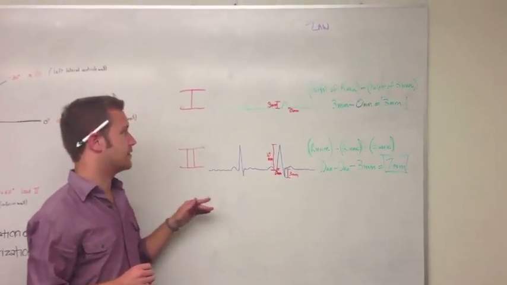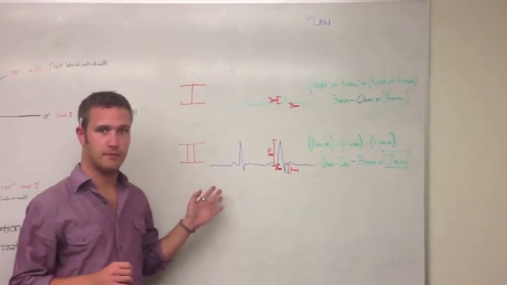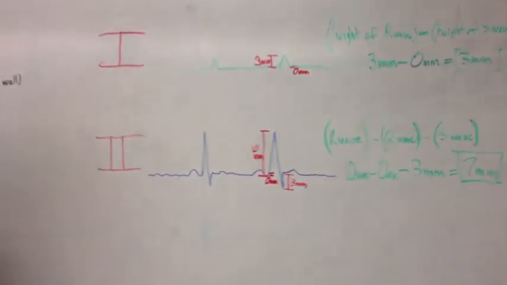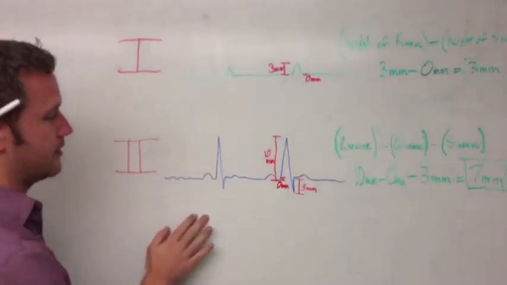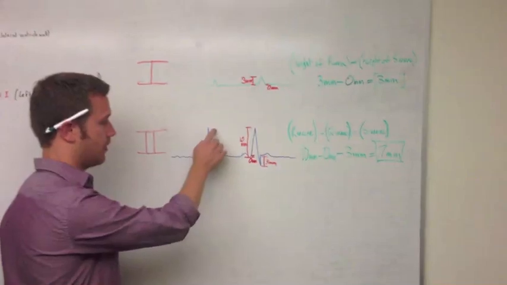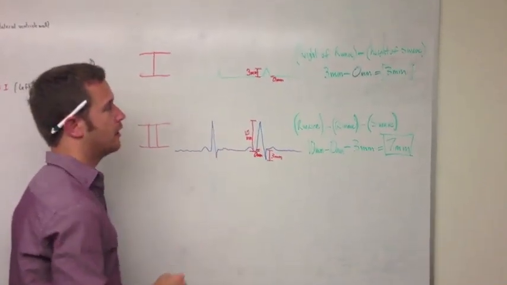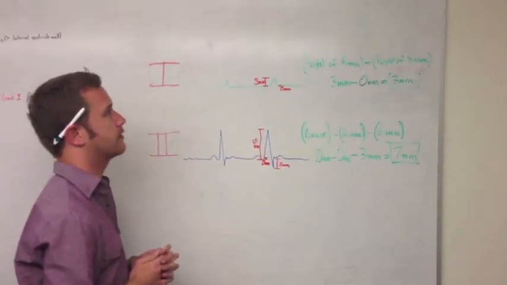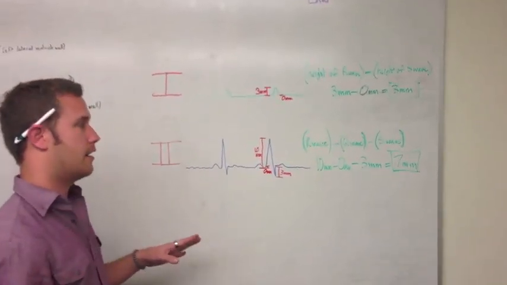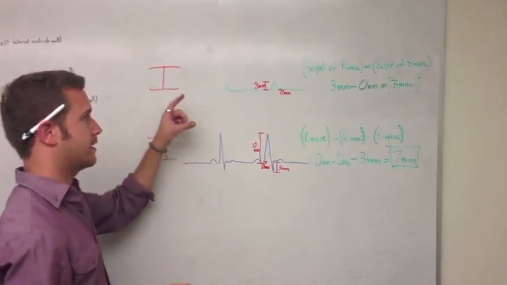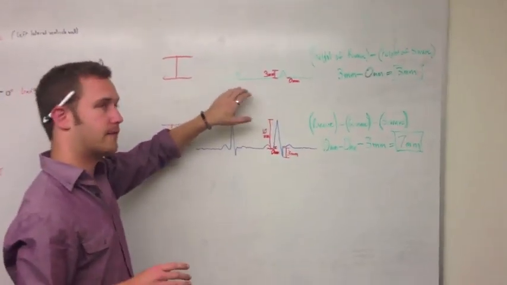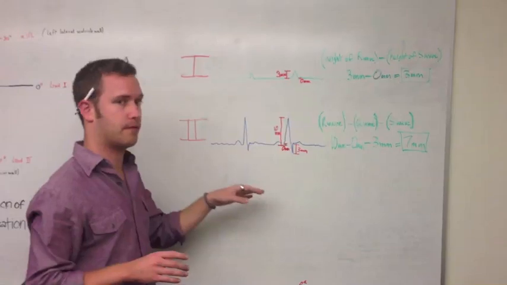And for now, we've just created leads 1 and 2. So as you can see here, we have lead 1 and lead 2. Lead 2 probably looks more familiar. We have a P, Q, R, S, and T wave, our typical ECG complex there. So in order to get our coordinates, what we basically have to do is take the positive waves of the QRS complex and subtract them from the negative waves for both leads 1 and 2.